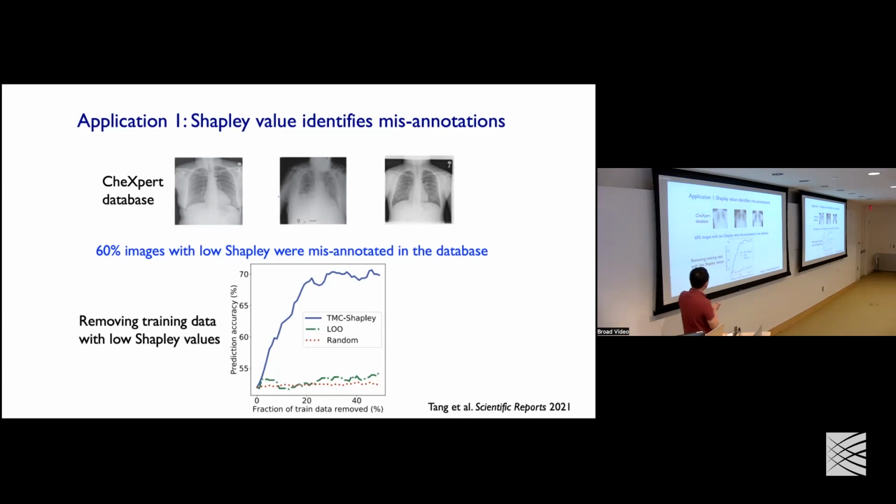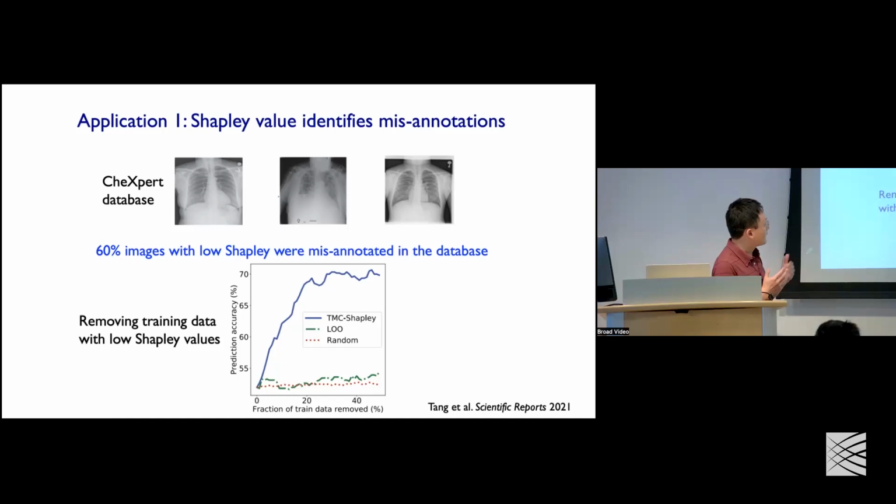In this case, we looked at the chest X-rays that have negative scores, and we went back and had a panel of several radiologists re-evaluate each of those images. It turned out that 60% of those images with low Shapley scores were misannotated in the original data set. For example, maybe they were annotated as not having pneumonia, but when people re-evaluated them, they decided that the image does correspond to a patient with pneumonia.